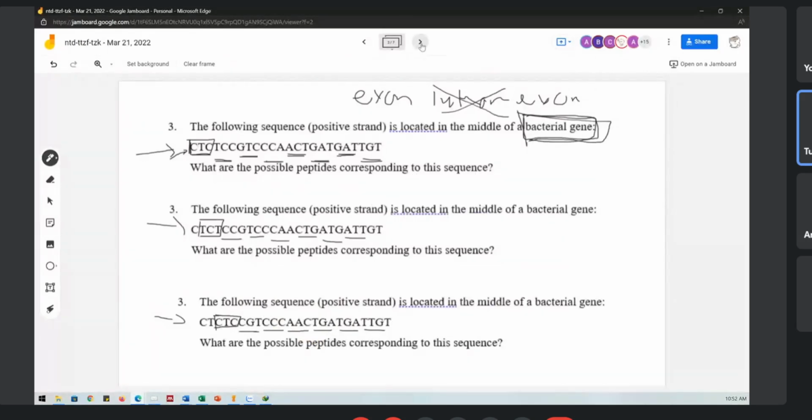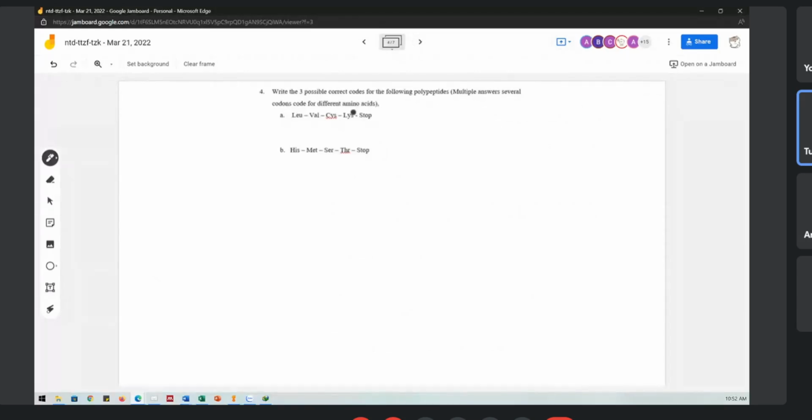Okay. And the fourth one, write the three possible correct codes for the polypeptide.